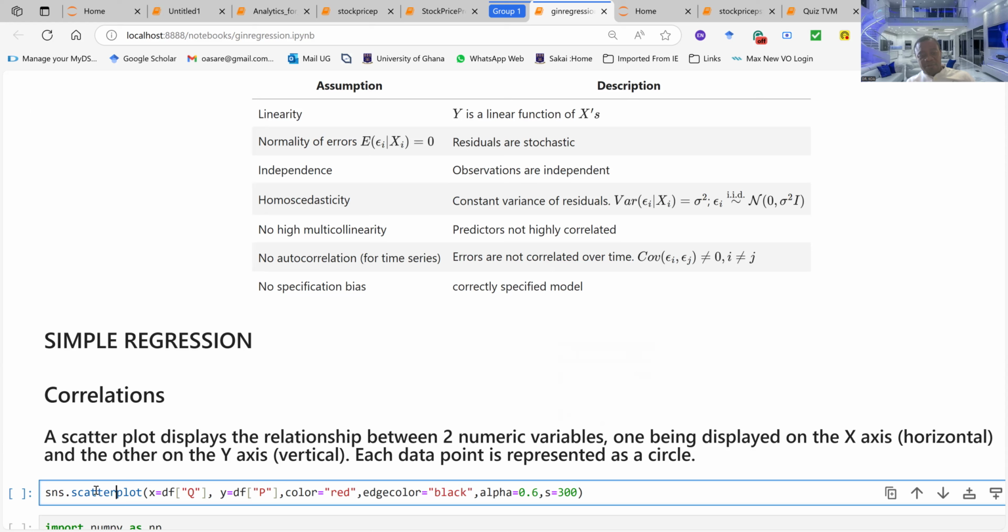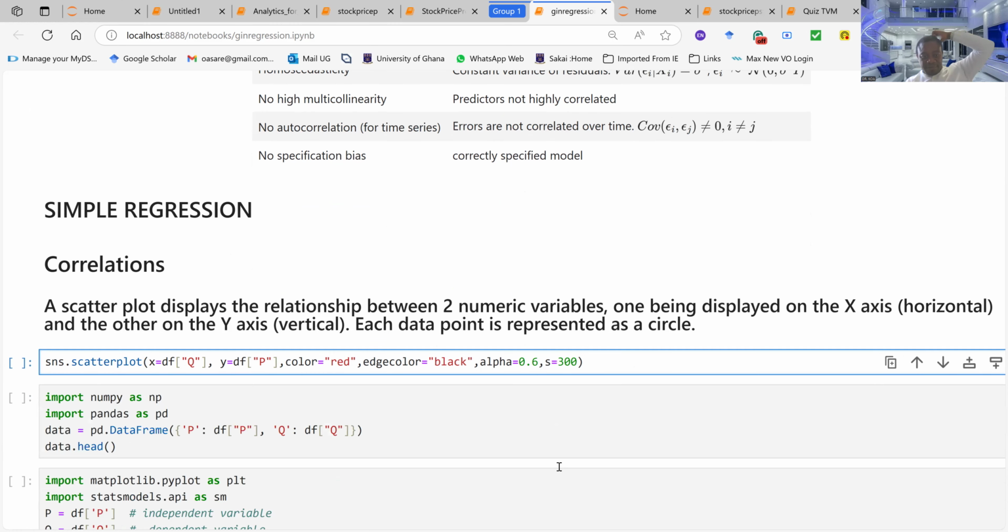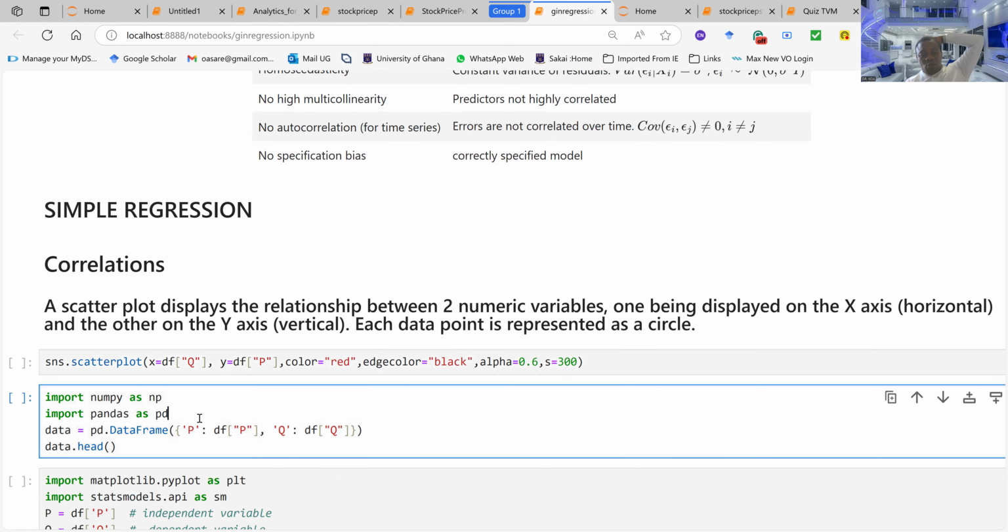I'm using a scatter plot matrix in the library. I want the colors of the plot to be red. I want the edges of the colors to be black. Okay? And I want them positioned in a 60% mark. The S here is indicating the sizing. And then I also want to invoke my NumPy and my pandas. I want to just let you know that these are the data.